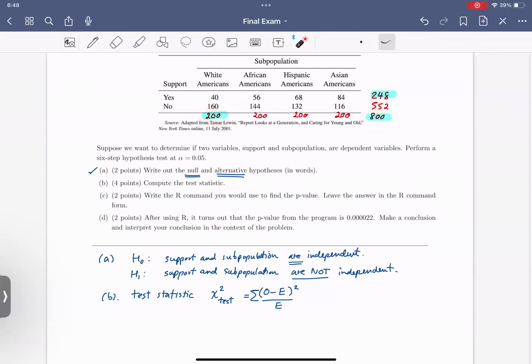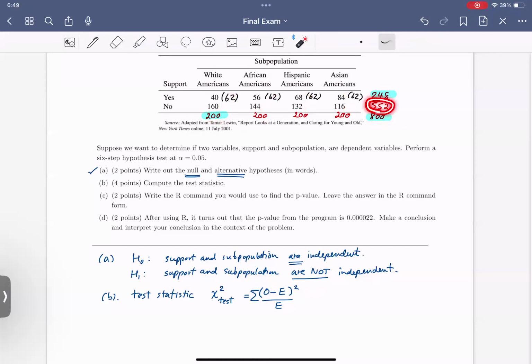It's similar to having 248 divided by 4 here. The same thing with this one: you multiply this one over this one, divided by 4. So basically, in every cell here, the expected is going to be 62, 62, 62, and 62, because with 248, you multiply 200 and 800 in the same proportion. So you're going to get the same number.